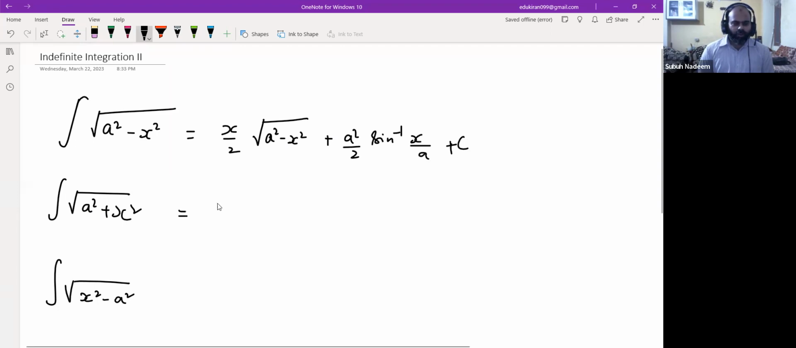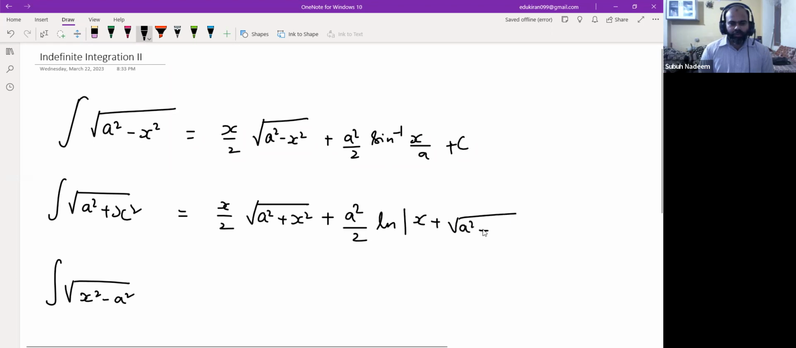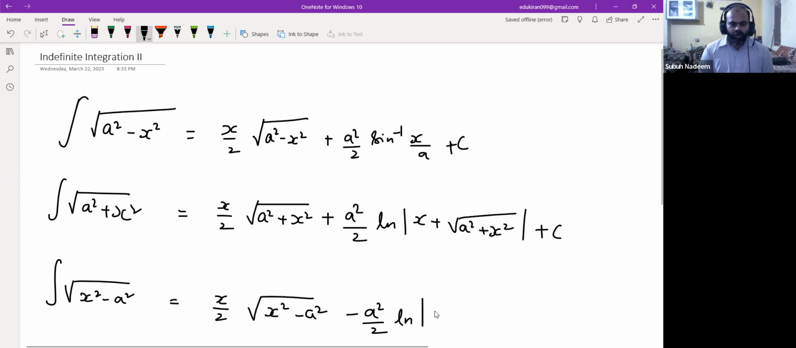If we talk about another one, it is x by 2 root over a square plus x square plus a square by 2 log of mod of x plus root over a square plus x square plus c. Next one is x by 2 root over x square minus a square minus a square by 2 log of mod of x plus root over x square minus a square. So these are some other formulas which we need to remember because they may be applied.